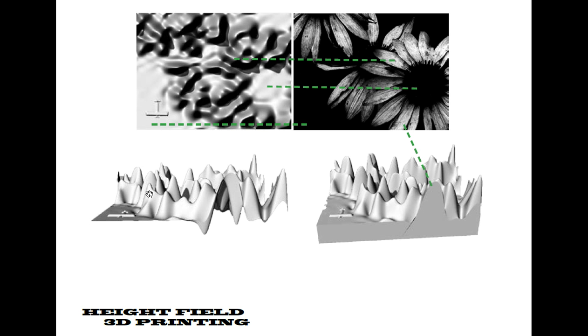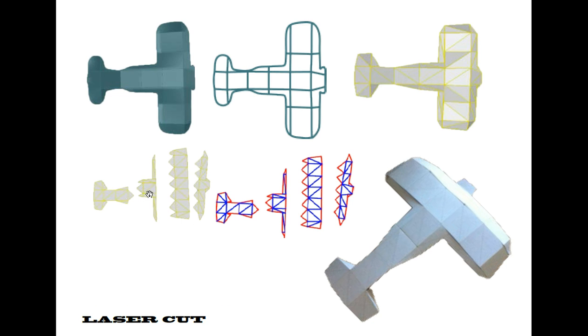We used another tool called Height Field, which was for 3D printing, which took a black and white picture and turned it into a terrain using the black as the lowest points of the terrain and the white as the highest points, and gray filled everything in between.